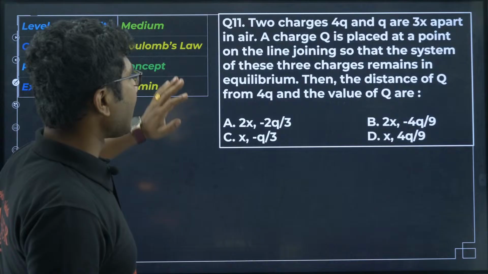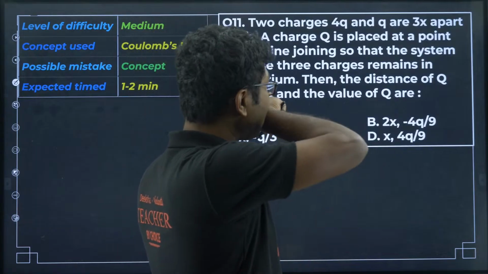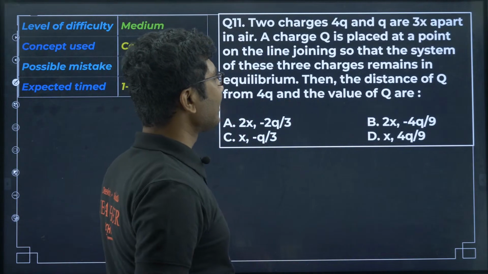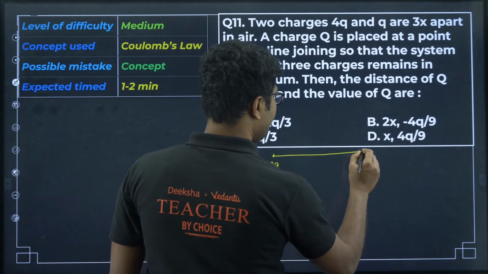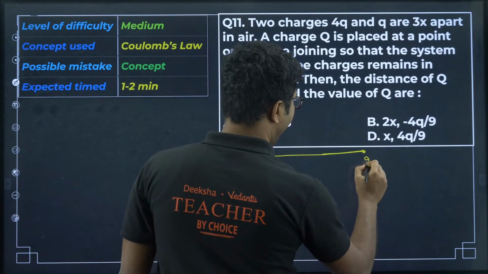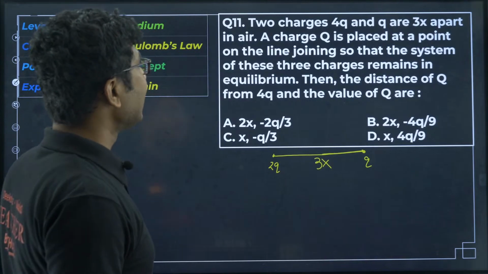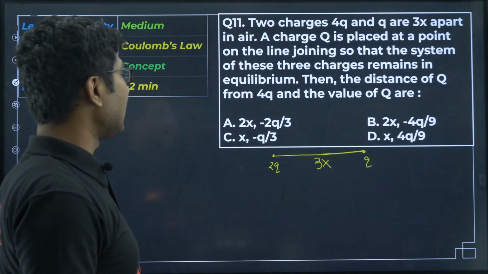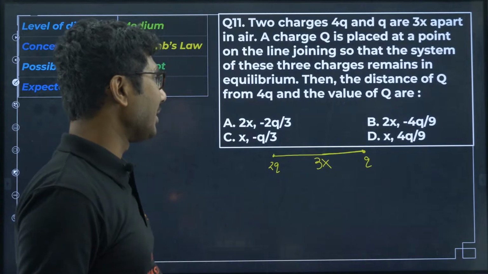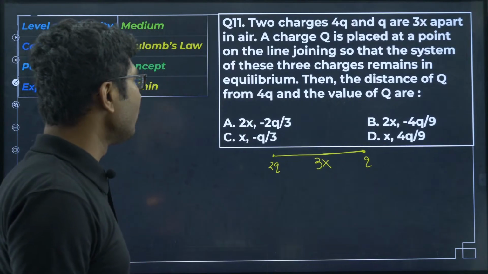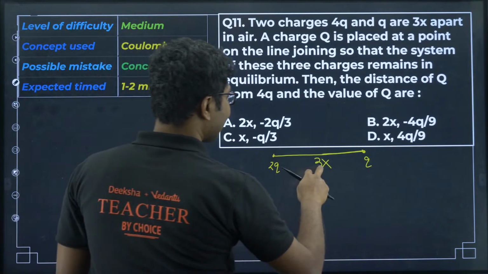Next question, I will give you some time to solve this problem. Two charges 4q and q are 3x apart in air. A charge capital Q is placed at a point on the line joining them so that the system of these three charges remains in equilibrium. Then the distance of capital Q from 4q and the value of capital Q are. So this is a slightly longer question.